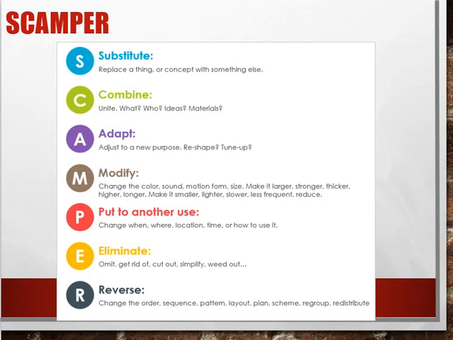P means put it to another use, quite similar to adapt, but this is changing its function. So if you think of a normal brick, we use a brick to build houses, but I know that I've used bricks to keep doors open or to lift things up off the floor and make a slight tower, so it's put to another use.